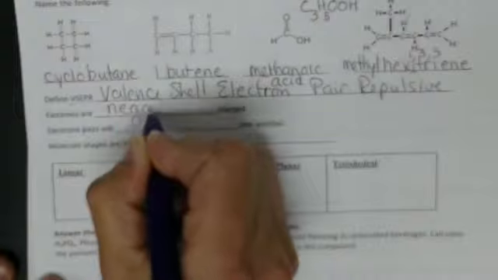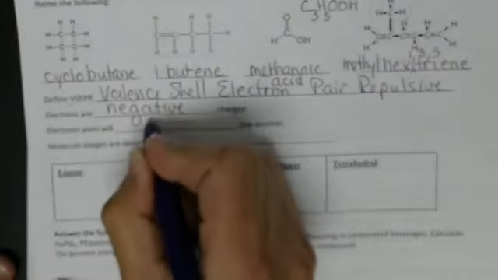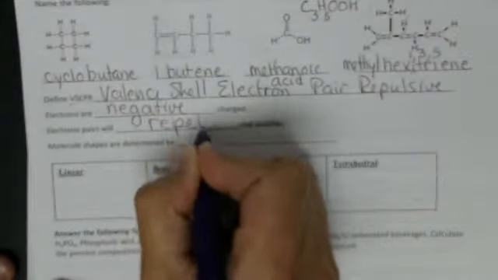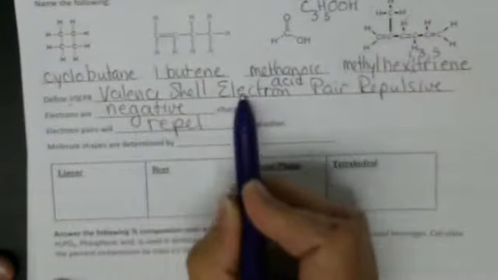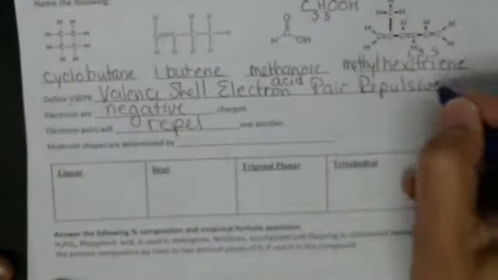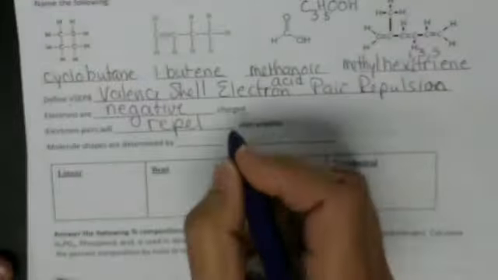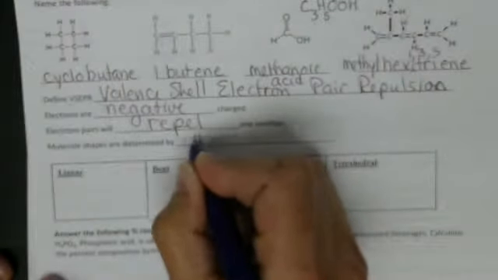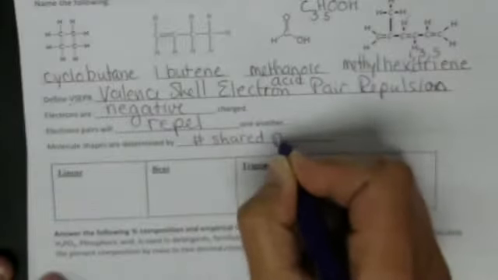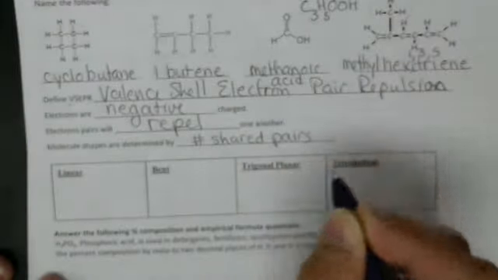But you do need to remember, of course, that electrons are negatively charged and that pairs will repel each other. Sort of gets us our name, valence shell electron pair repulsion. And the molecule shapes are determined by the number of shared and unshared pairs and how they're organized. So we can look at a couple examples.